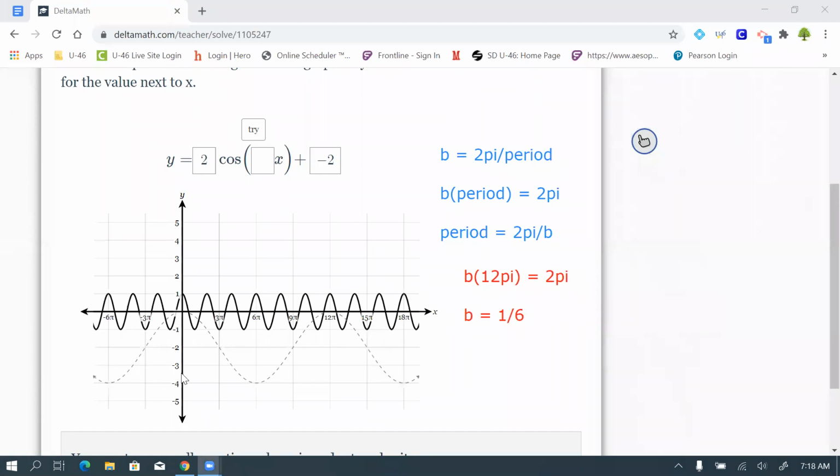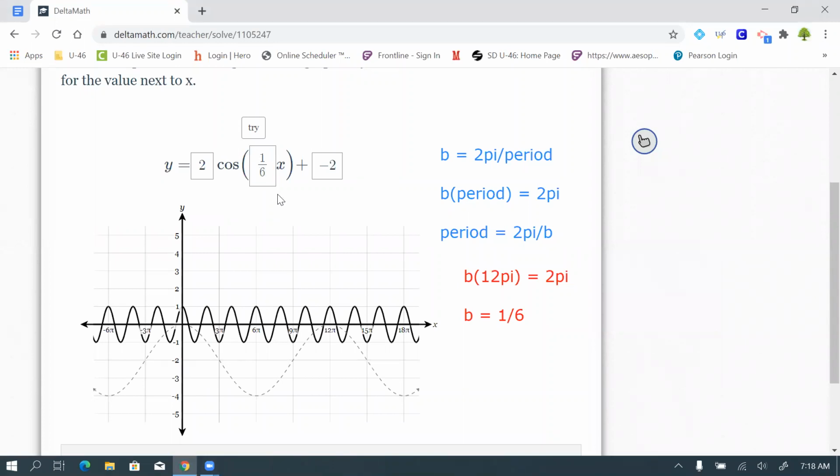So remember when we were looking, what fraction of that cycle did I pass through by the time I get to 2 pi? 1/6 of a cycle. That is what b is. B is called the frequency. You could also think of it as the speed. So 1/6 means you're traveling very slowly. It's going to take a long time for you to finish 1 full cycle.